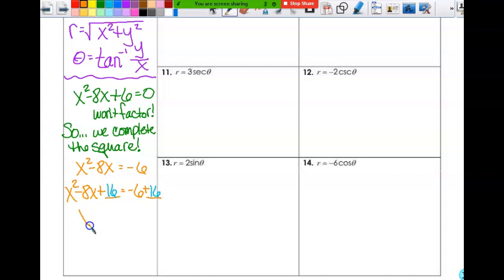So that I end up with x minus 4 squared equals 10. And I have it factored. Okay? So that right there, that's just pure algebra. It's going to happen in some of these. We're going to need to do it, but we're not doing it because it's polar. We're doing it because we're trying to get it factored. Okay? Because that could pop up in anything. And it doesn't happen on every single one of them either.